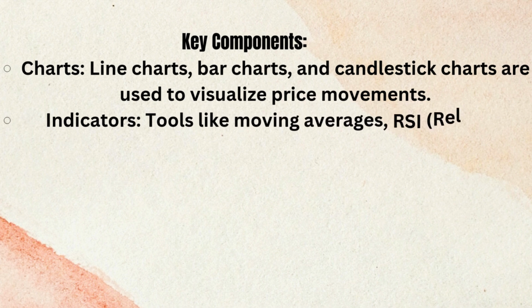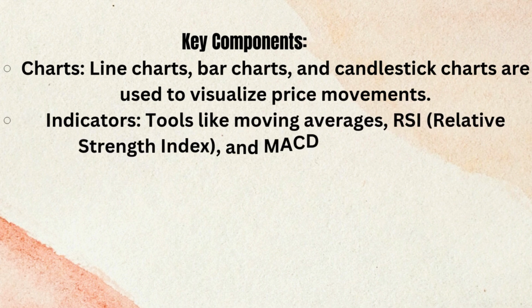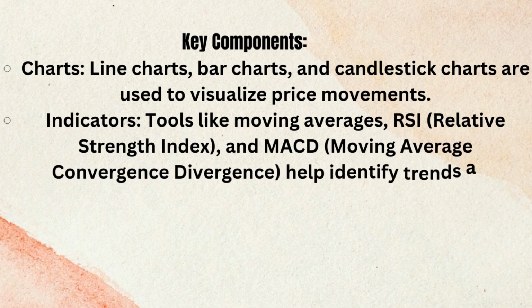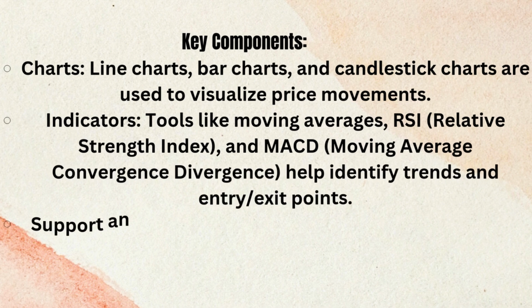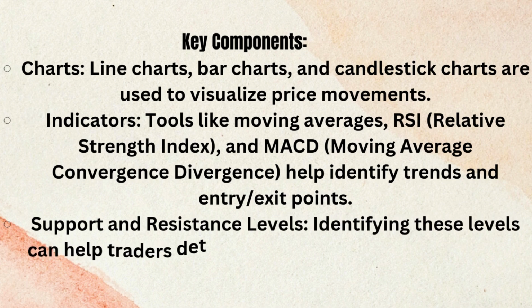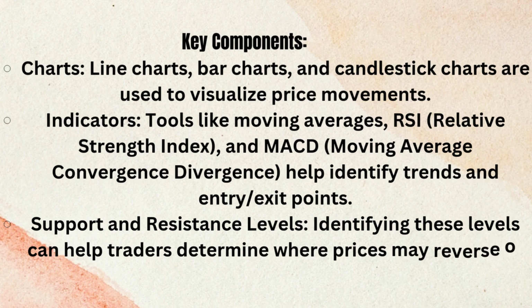Another one is the indicators, tools like moving average, RSI, and MACD. They help identify the trade's entry and exit points. The next one that we rely on is the support and resistance level. So identifying these levels can help traders determine where the price may reverse or break out.